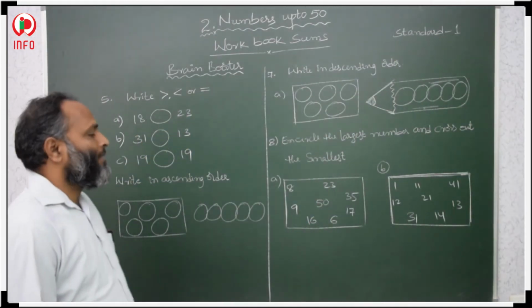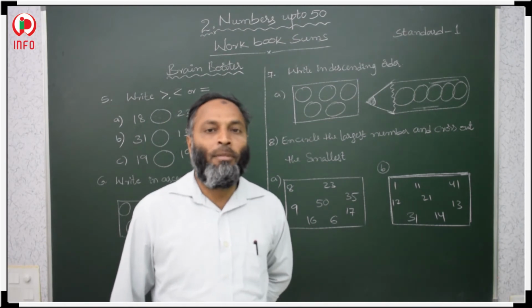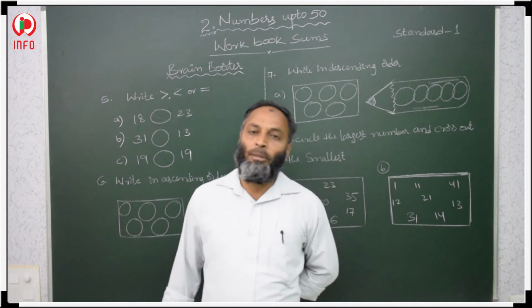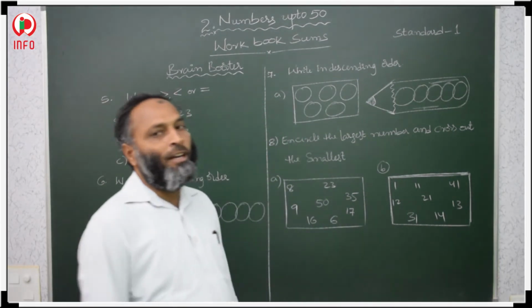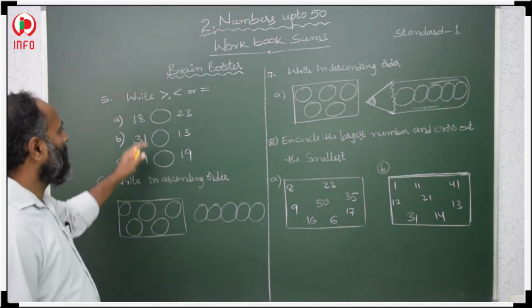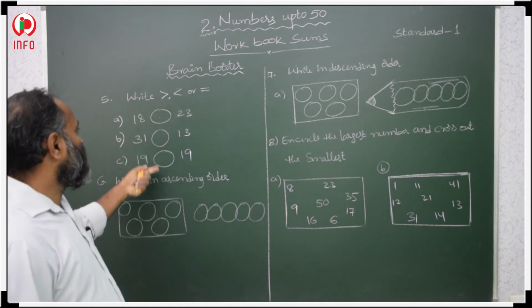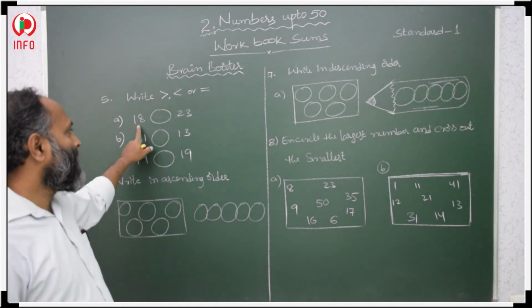Now students, here are the greater than, less than and equal to symbols. So we have to put greater than, less than or equal to. We already did this, so we recapitulate it in Brain Booster. Now write greater than, less than or equal to. Three questions are given. 18 and 23: 18 is less than 23.